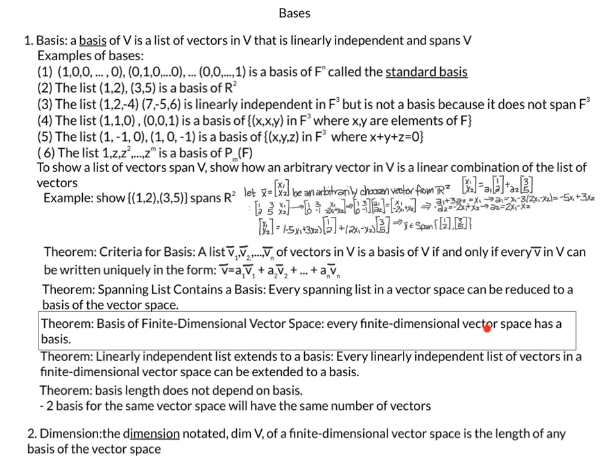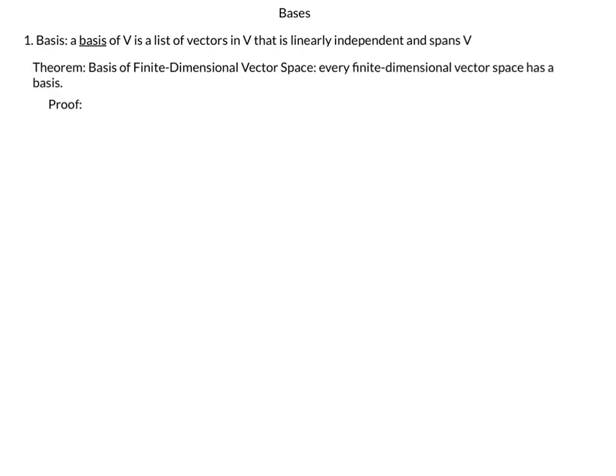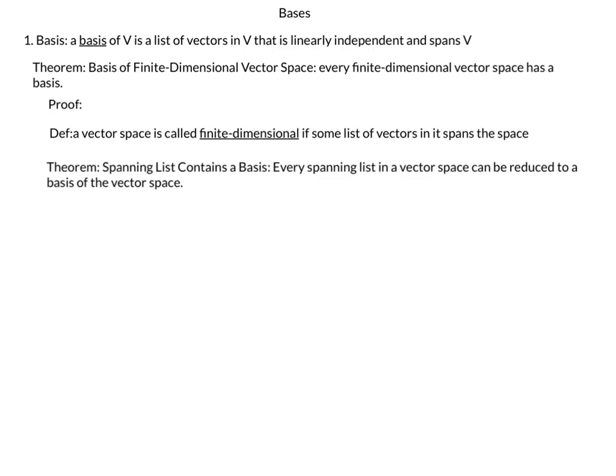Our next theorem, bases of finite dimensional vector spaces. Every finite dimensional vector space has a basis. I would skip this proof, but it goes so fast. Here's our theorem. Every finite dimensional vector space has a basis. And the proof is: a vector space is called finite dimensional if some list of vectors in it spans the space. And then by our last theorem, every spanning list in a vector space can be reduced to a basis.